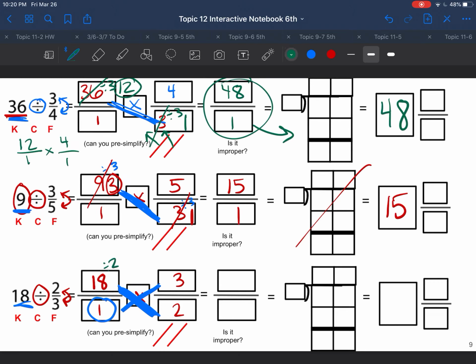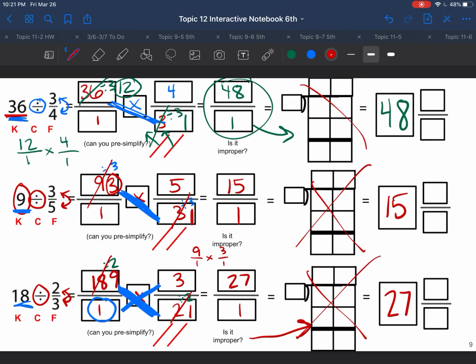So 18 divided by 2, cross out the 18, that becomes 9. 2 divided by 2, cross out the 2, that becomes 1. So now we just have 9 over 1 times 3 over 1, which is super easy, again, to do in our heads. 9 times 3 is 27. 1 times 1 is 1. We don't even need to do any long division, which is great. Now it's just 27.